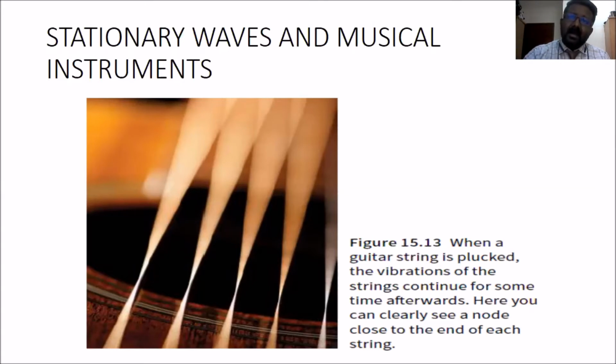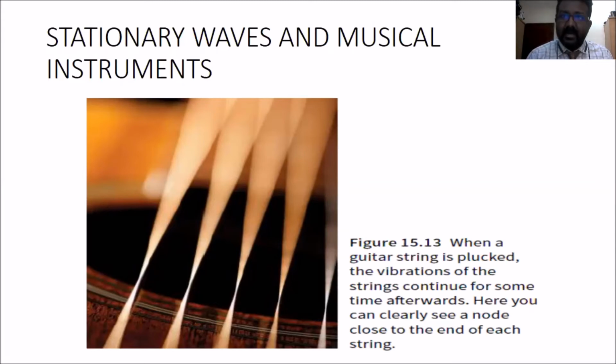Similarly, the air column inside a wind instrument is caused to vibrate by blowing, and the note heard depends on a stationary wave being established. By changing the length of the air column, as in a trombone, the note can be changed. Alternatively, holes can be uncovered so that the air can vibrate more freely, giving a different pattern of nodes and antinodes.